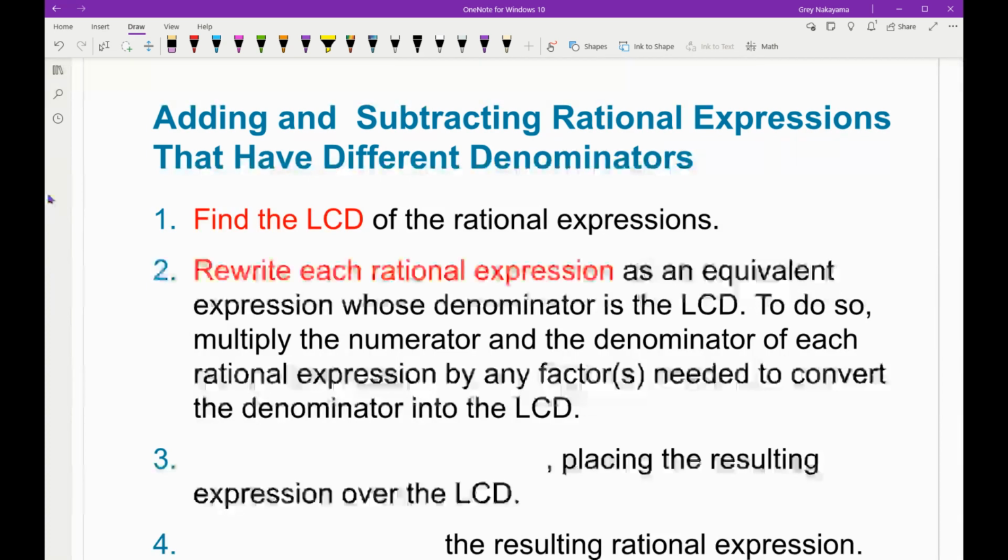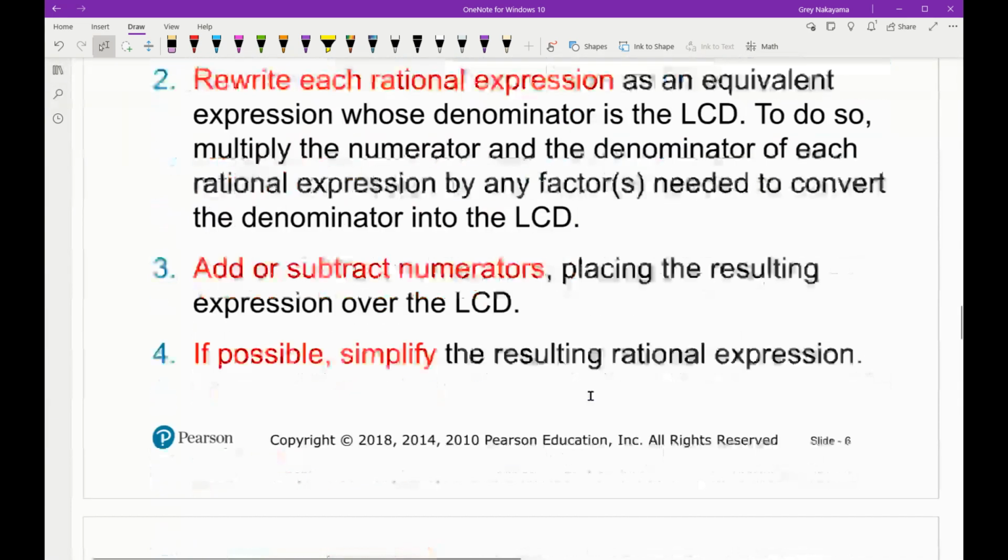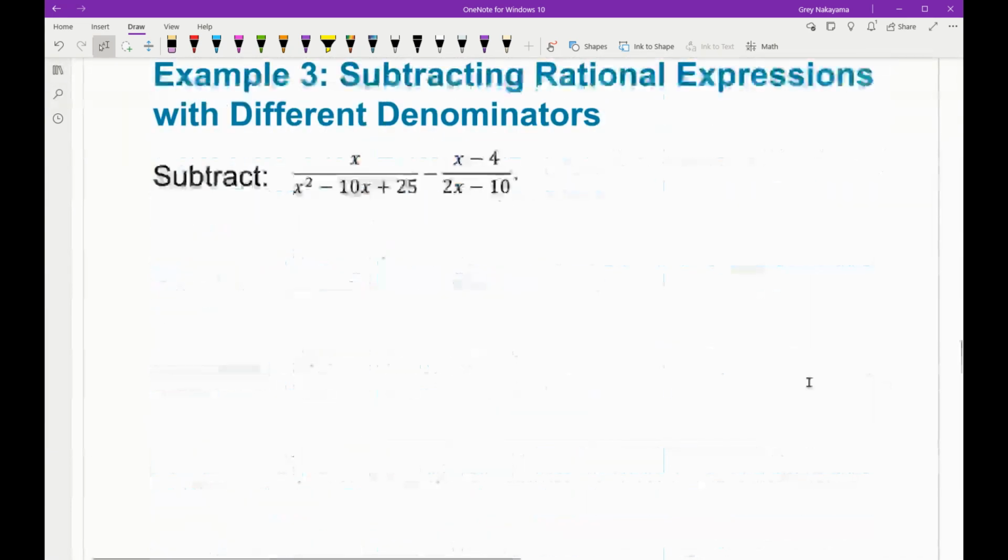Then rewrite them with the common denominator, add or subtract our numerators, and then if possible, we're going to simplify the rational expression. So you've got to always think about factoring when you're doing these kinds of problems. Okay, so here is our problem. The first thing that we are supposed to do is to find a least common denominator.